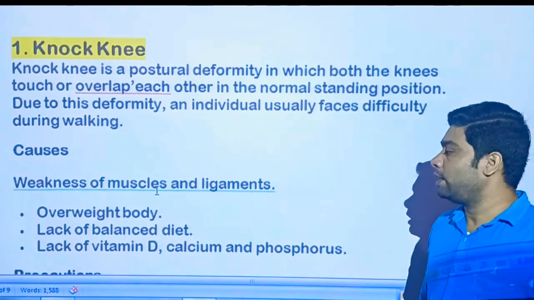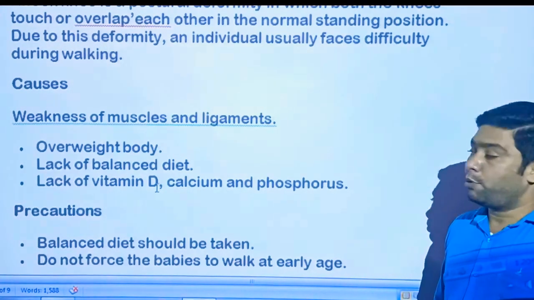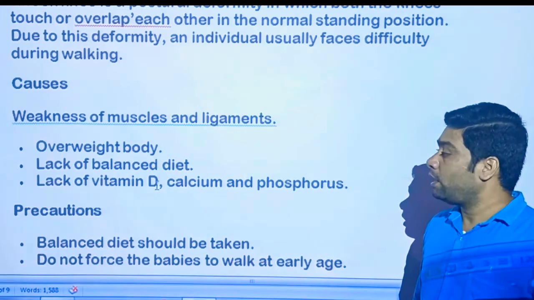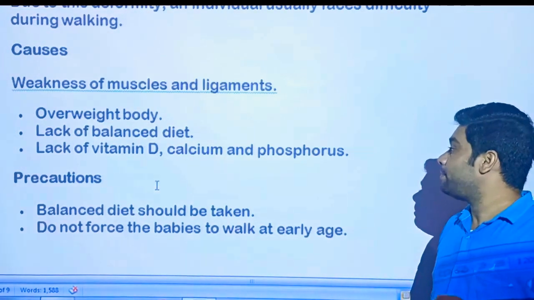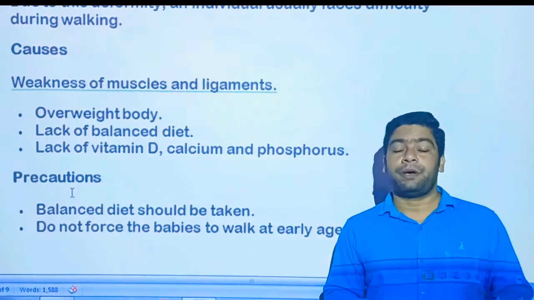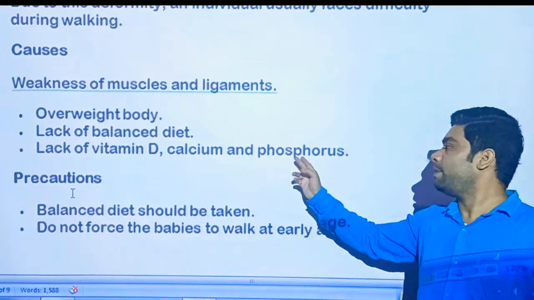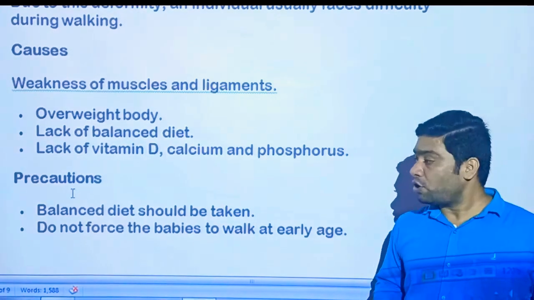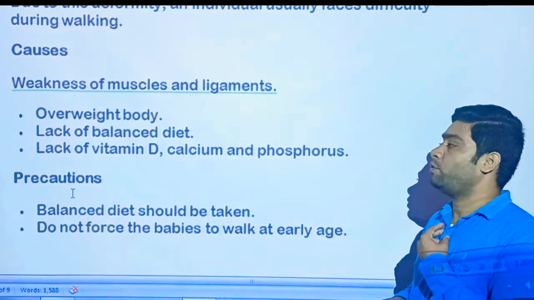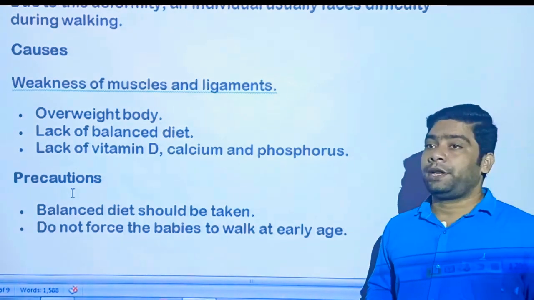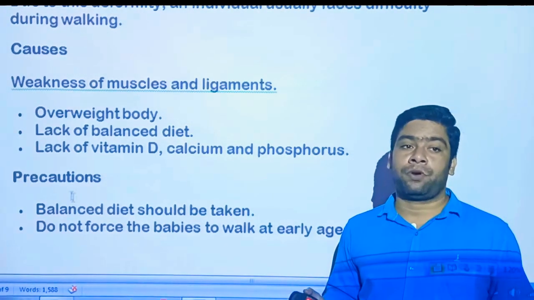Weakness of muscles and ligaments, overweight body. The biggest reason is lack of a balanced diet, lack of vitamin D, calcium and phosphorus. Remember, these are the biggest things: vitamin D, calcium and phosphorus. Precautions. What are the precautions if we want to remove these deformities from our life or from our body?